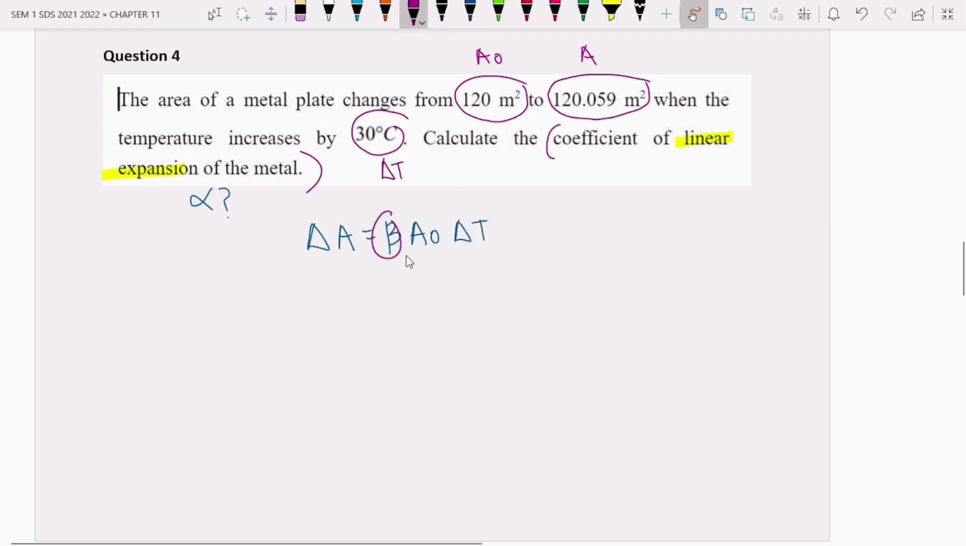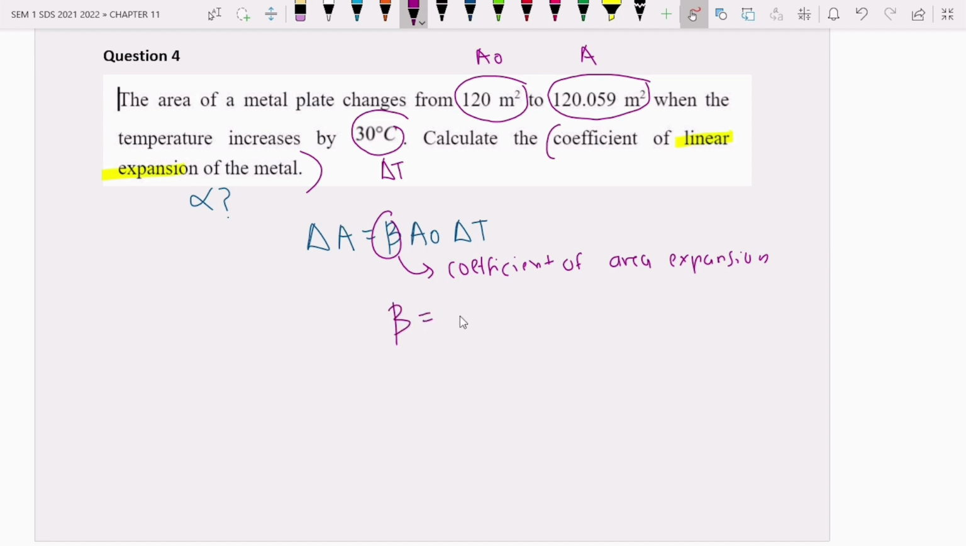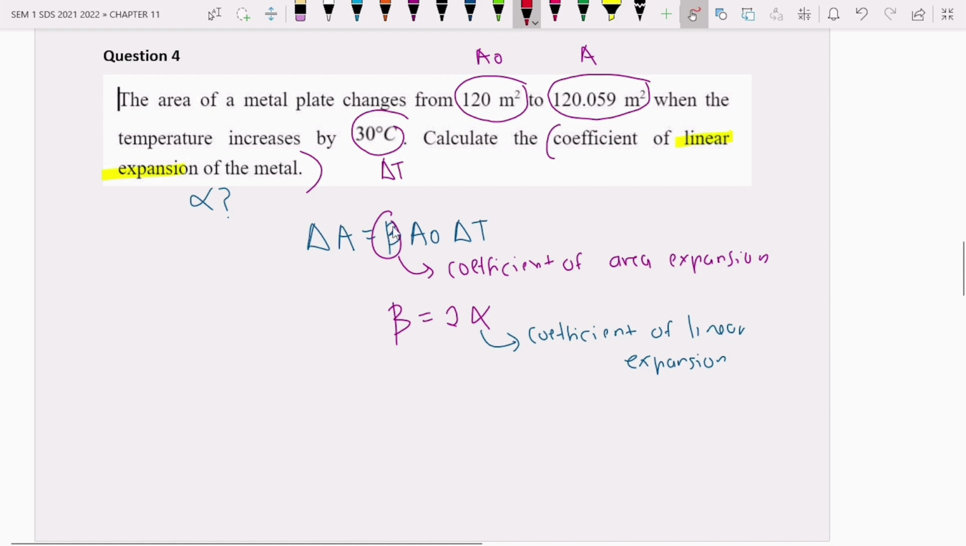So, this is the coefficient of area expansion. And we also know the coefficient of area expansion is equal to 2 times the coefficient of linear expansion. And this is the coefficient of linear expansion. So now we are looking for the coefficient of linear expansion. This is going to be your equation number 1 and this is going to be your equation number 2.